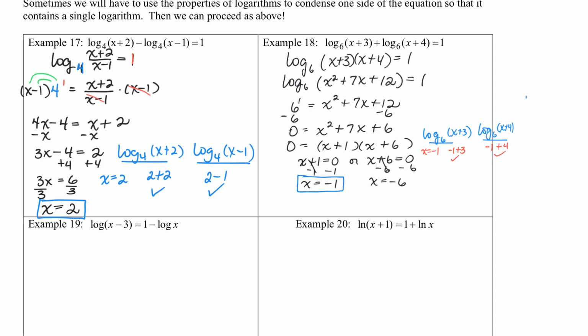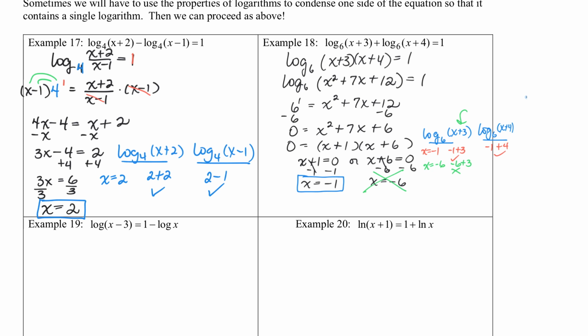Now I need to check x equals negative 6. And negative 6 plus 3 is negative 3. And so this is not positive, right? And so that tells me that because negative 6 caused me, when I plugged it in, to be taking the logarithm of a negative number or a non-positive number, that meant that this is not a valid solution. And so of the two proposed solutions, only one is a valid solution. The other one is referred to as an extraneous solution. It's not actually a solution to the original equation.